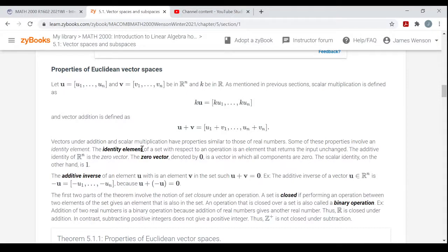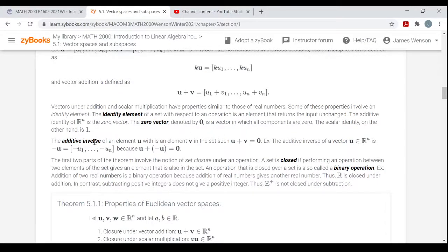Hopefully that makes sense. The scalar identity is the number 1, as I mentioned. You multiply a vector by 1, that vector is unchanged. The additive identity is that 0 vector. You take a vector, add the 0 vector, the vector is unchanged.